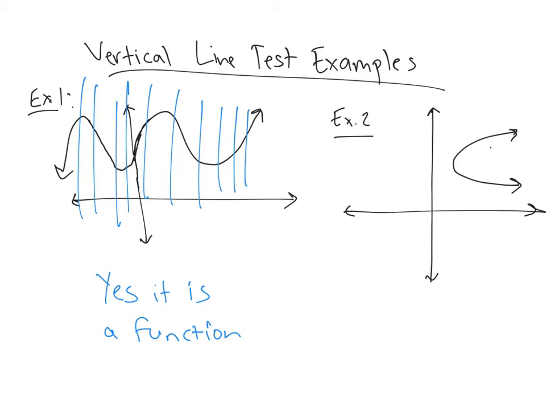Now, example 2 is kind of our other case. Like in example 2, if I draw a vertical line right there, it's hitting the graph in two different points, right? Because it's hitting the graph in two different points, I would say, no, it's not a function. So example 1, yes, it is a function. Example 2, since it's hitting it in two different points on one vertical line, we're going to say, no, it is not a function.